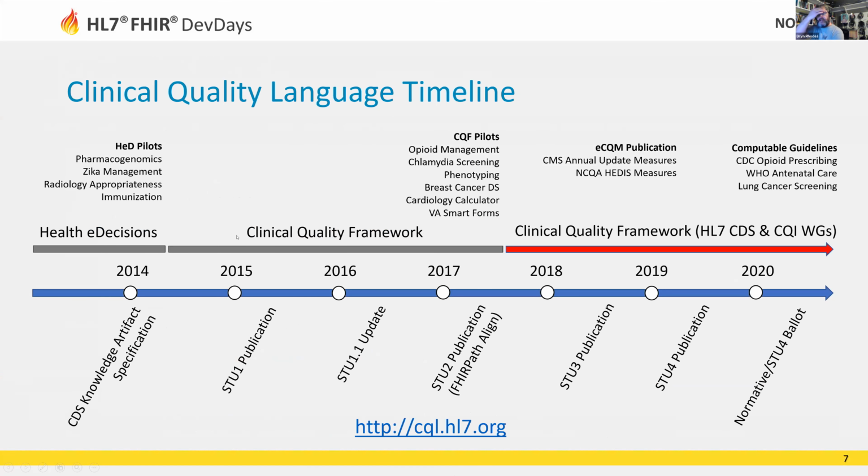It was introduced in 2015 as part of the clinical quality framework based on work that was done as part of a Healthy Decisions pilot in the US, specifically focused on knowledge artifact specifications. So how do we share things like decision support rules? It was published in May of 2015 as an STU1.